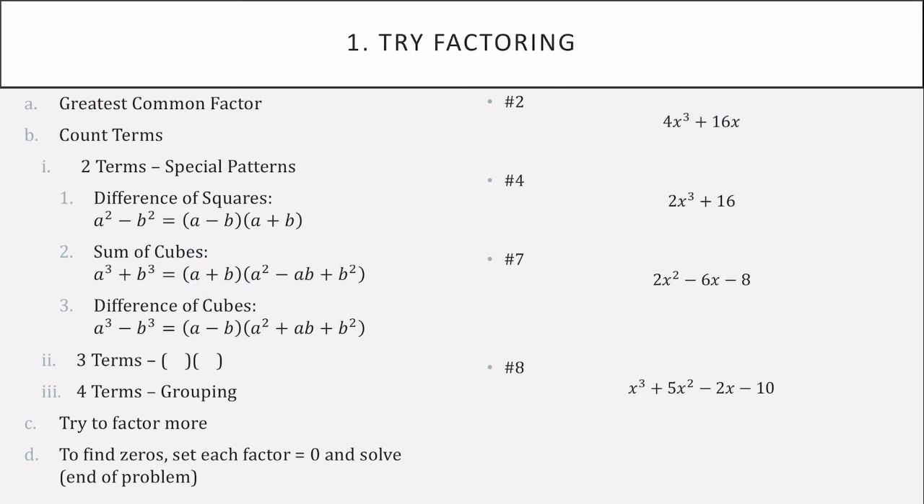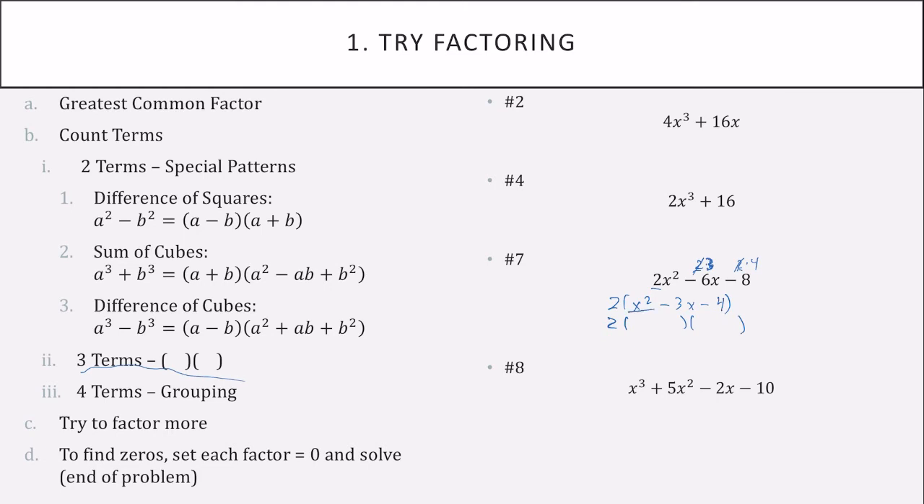All right, number 7. Look for a greatest common factor first. Oh, notice the 6 is 2 times 3, and the 8 is 2 times 4. So there's a 2 in everything. So we can start by factoring out the 2. If I factor out the 2, I have a 3 left. Factor out the 2, I have a 4. Try to factor more. Well, that's 3 terms, so it's 2 sets of parentheses, and we guess and check.